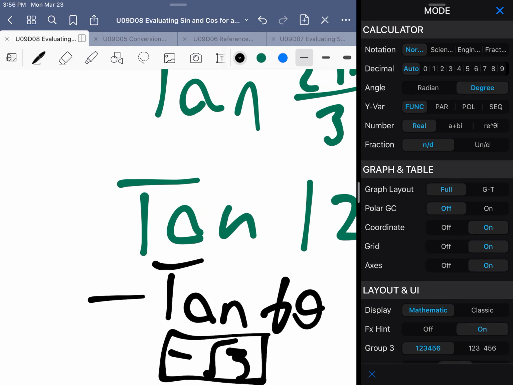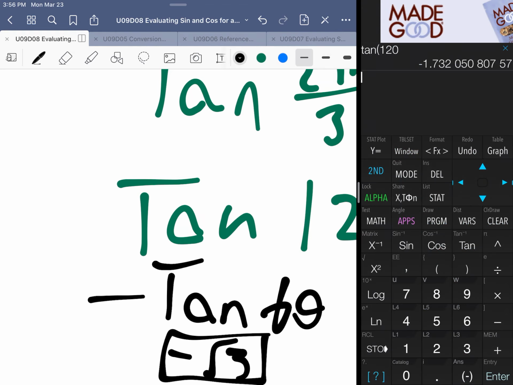Now we could also do this in radians. We could just press mode and put our calculator in radian mode. I can type in tangent of 2 times pi divided by 3. And now it should give us the same answer. But it only did that because we put it into radian mode. So if you want to use radian measure, you just need your calculator to be in radian mode.